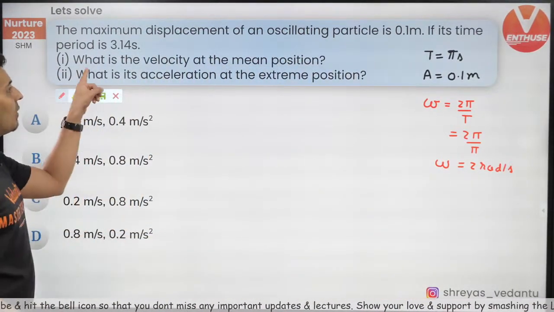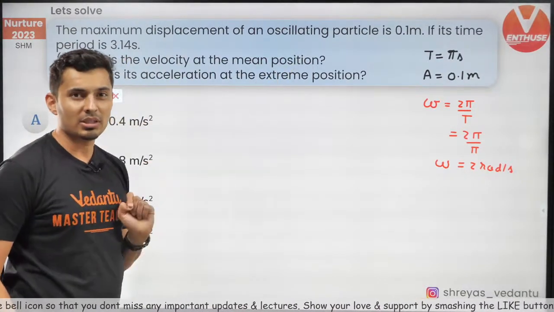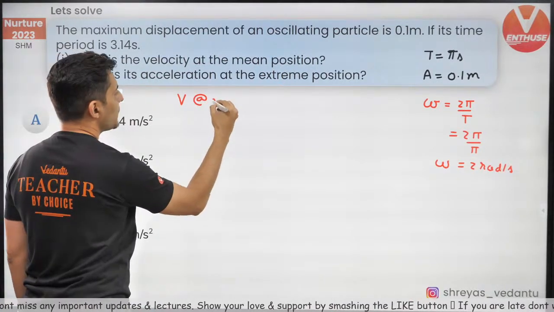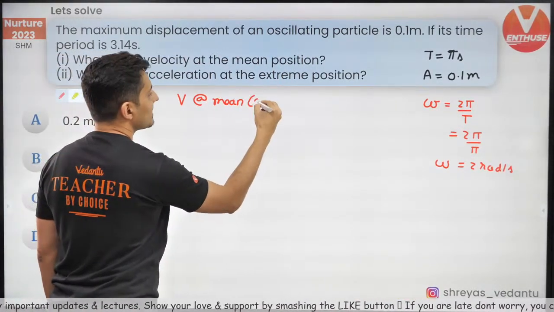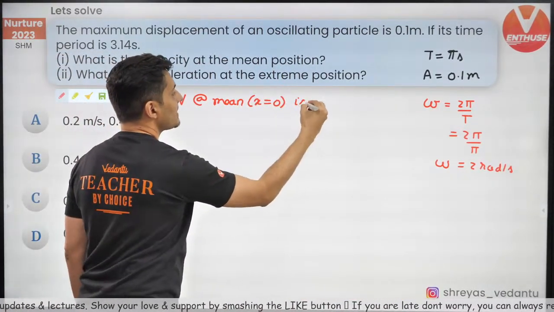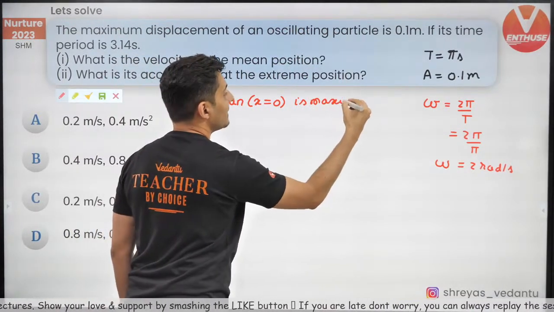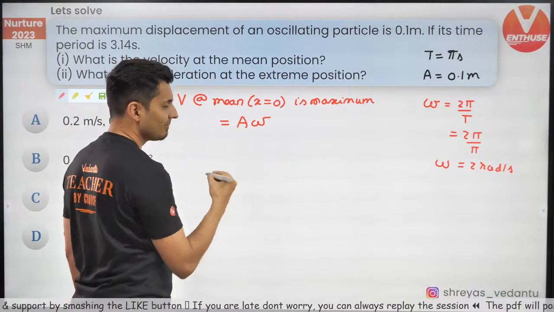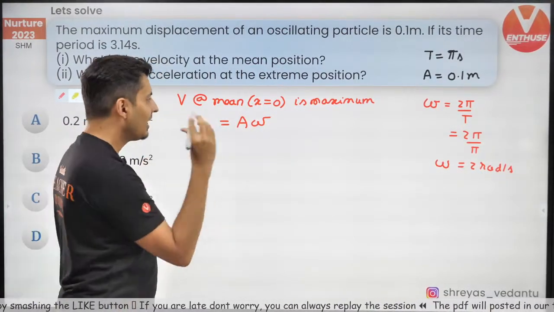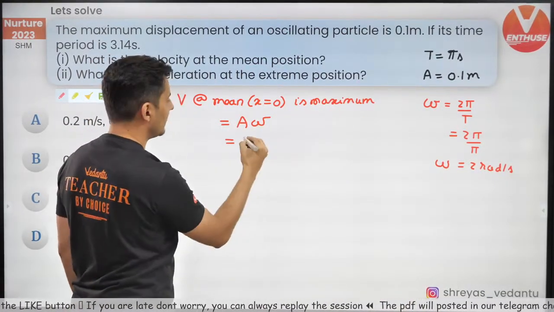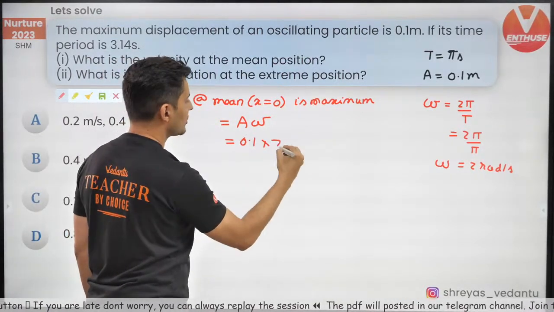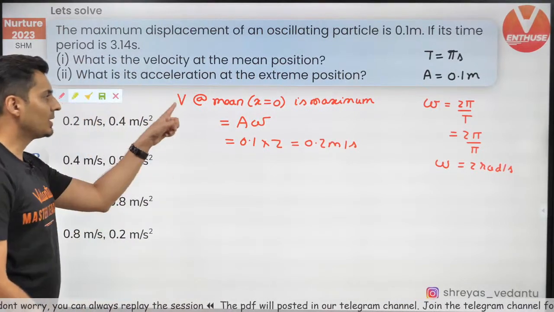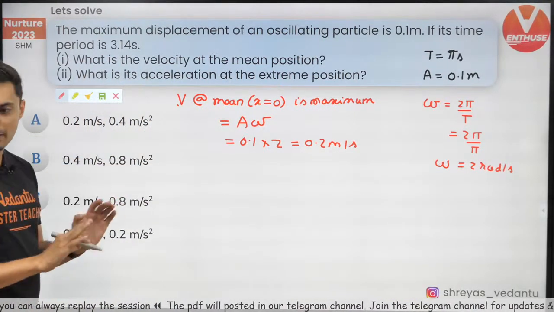Now what is asked? What is the velocity at the mean position? Guys, think, velocity at mean, that means basically x equals 0, is maximum. And how much is it? It is A omega, right? Do you remember it? And what is A? It is 0.1. And what is omega? It is 2. So it will be basically 0.2 meters per second. So that's the velocity.